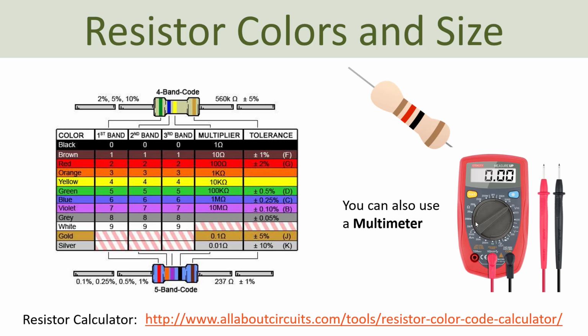In order to find a resistor, you can of course use a multimeter to measure the resistance of the resistor, or you can find a resistor calculator on the internet and use these different colors in order to find the correct resistor to use in this application.